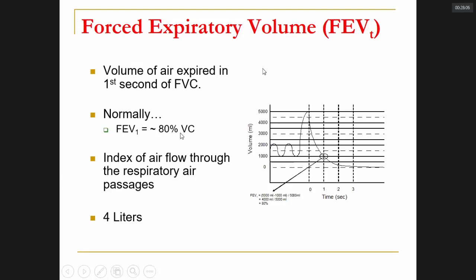Normally the FEV1 is 80%. Okay, beta, it is the index of air flow through the respiratory air passages, and the FEV1 is always 4 liters. What is FEV1? Volume expired in the first second of FVC. We call this FEV1, or forced expiratory volume 1. It is always 4 liters. Right?